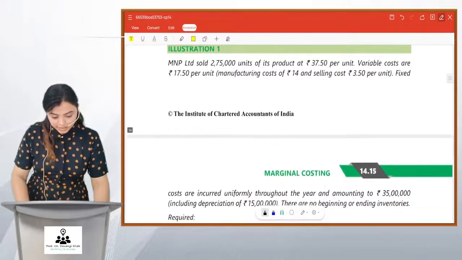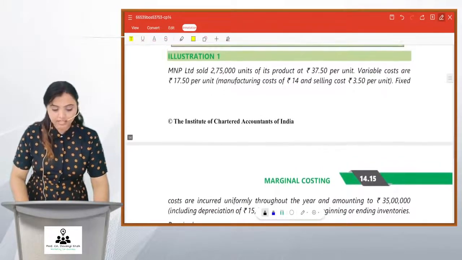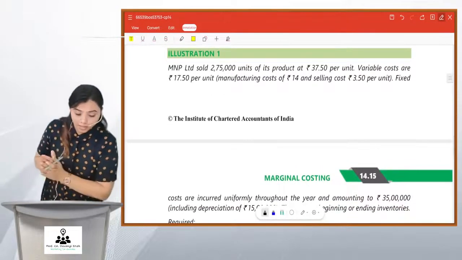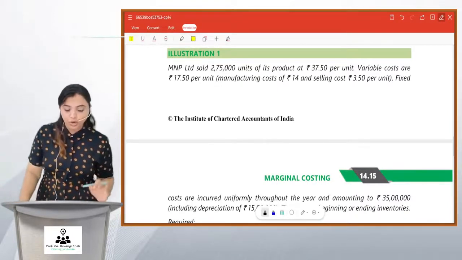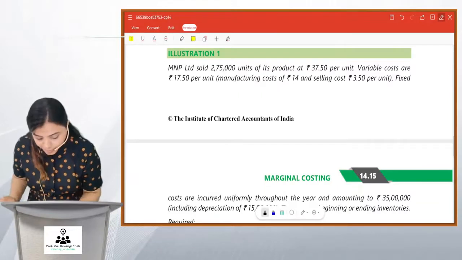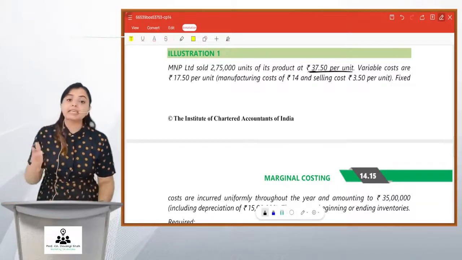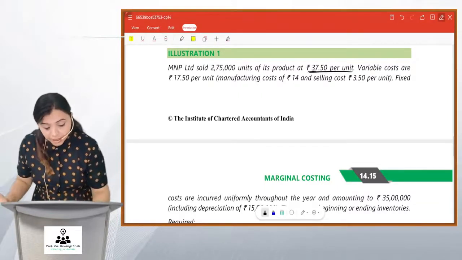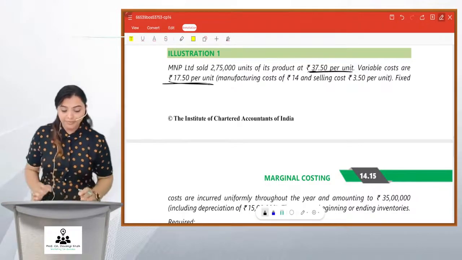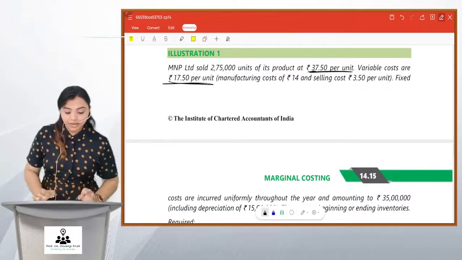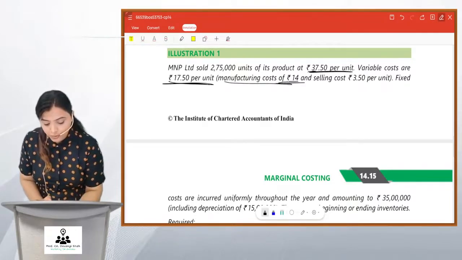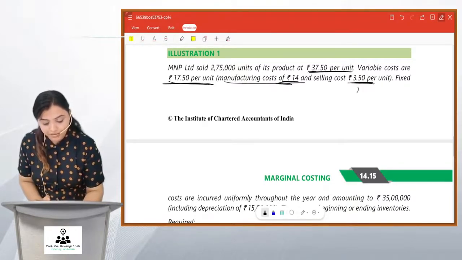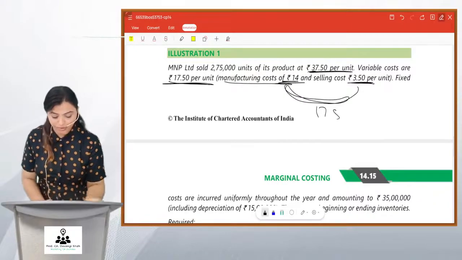And here it is. Illustration 1. MNP Limited sold 2,75,000 units of its product at 37.5 per unit. So this is the selling price. Variable cost is 17.5. Selling price 37.5, variable cost 17.5. Manufacturing cost is 14 and selling cost is 3.5, and this is how the total is 17.5.